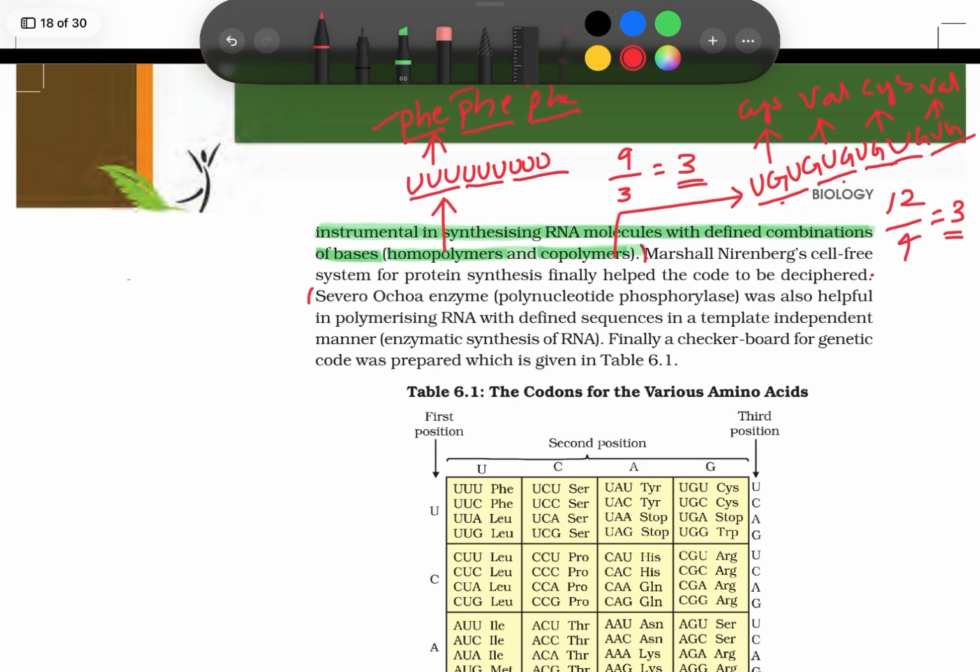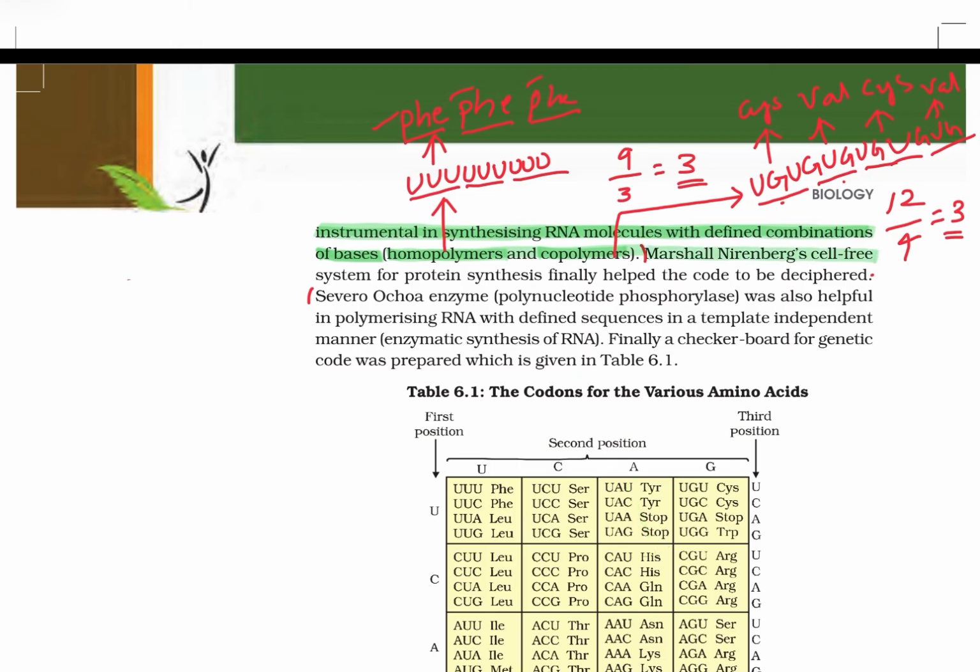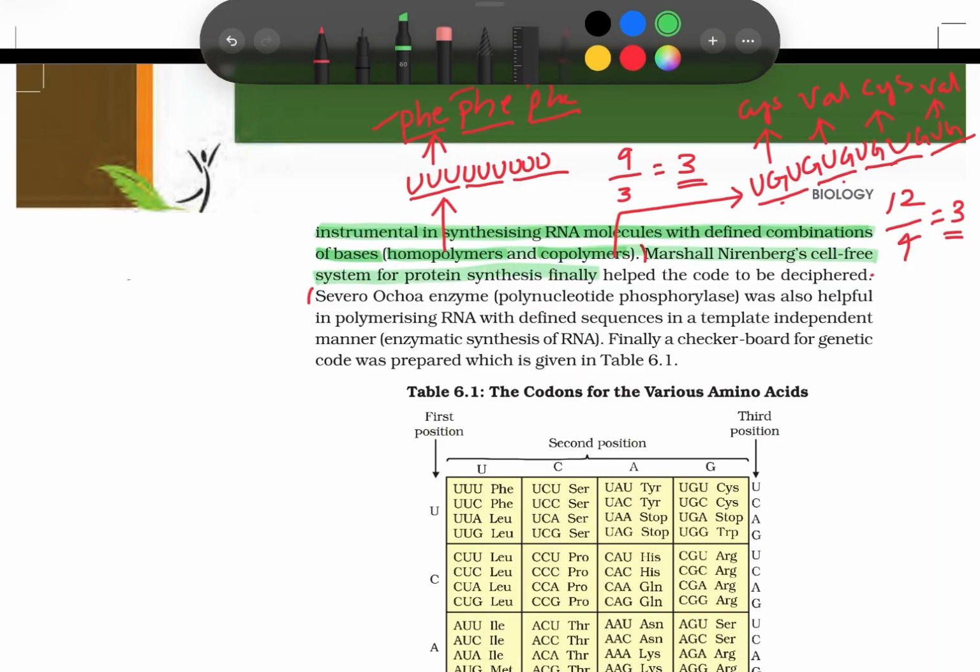Next. What are the contributions of Marshall Nirenberg? Marshall Nirenberg's cell-free system for protein synthesis finally helped the code to be deciphered. He did not use cell. Without using cell, he synthesized the protein in the test tube, cell-free system of protein synthesis. It helped to decipher the genetic code.